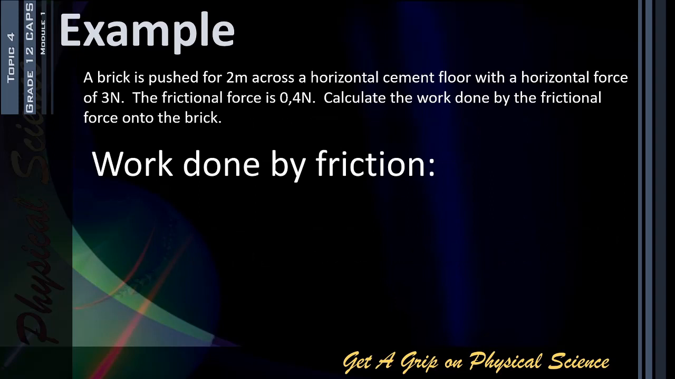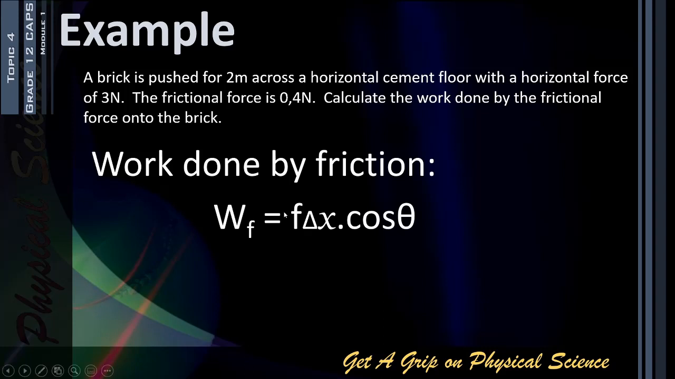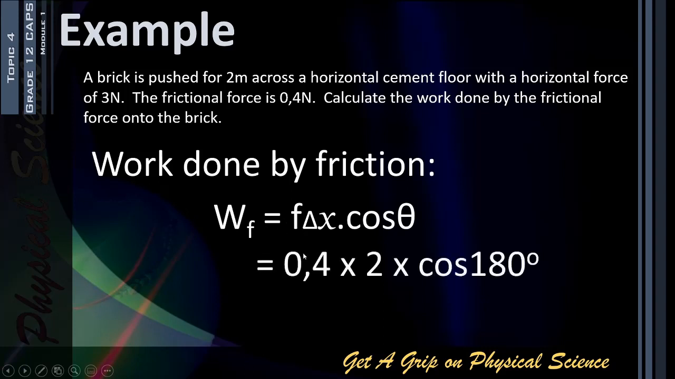Now, if we have to calculate the work done by friction, we will substitute the frictional force into the formula. So the work done is the frictional force of 0.4 Newton times the displacement of 2 meters, but now the angle between the friction and the displacement is 180 degrees. And that gives us a negative answer. And we already know that a negative answer for work means that the total energy of the system is decreased by that amount.